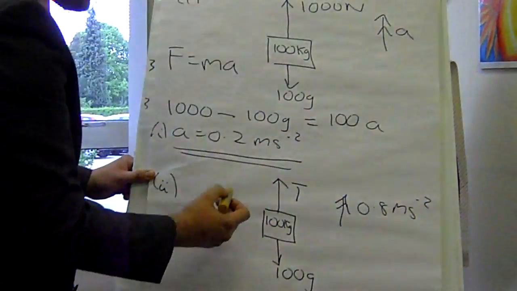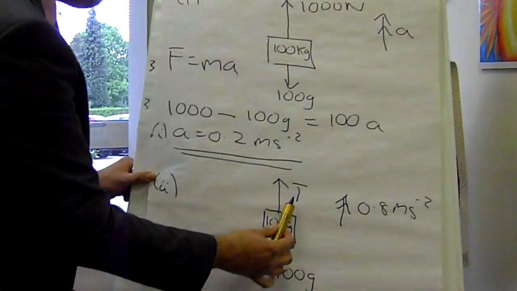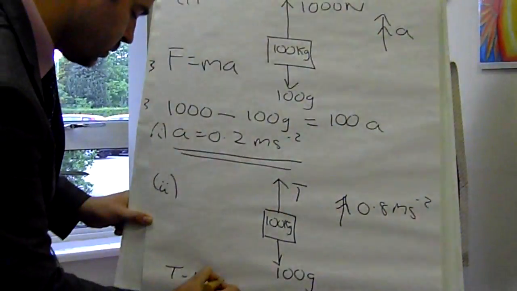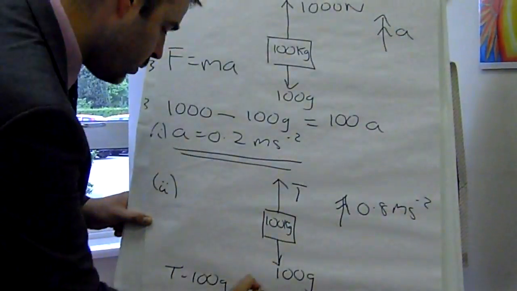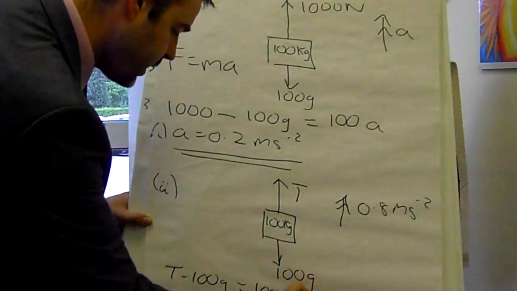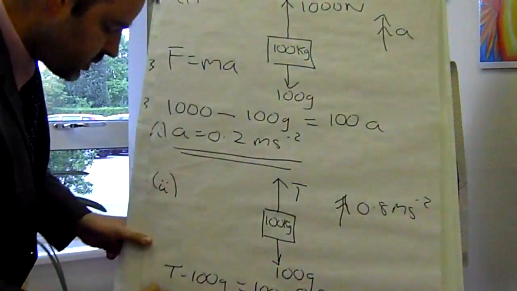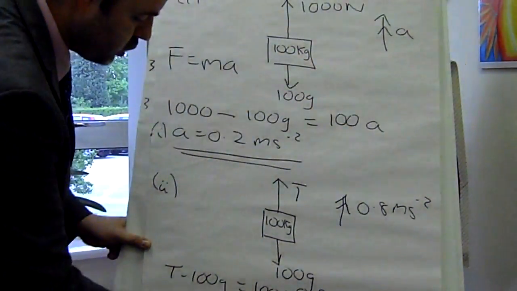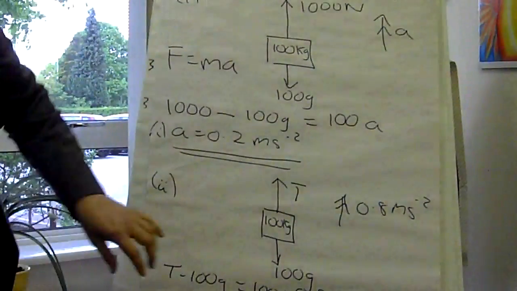And so if we use F equals ma, well, we have F is T minus 100 G, and that equals m, which is 100, times a, which is 0.8. And if we solve this, we get T is 1,060 newtons. Okay, part 3.